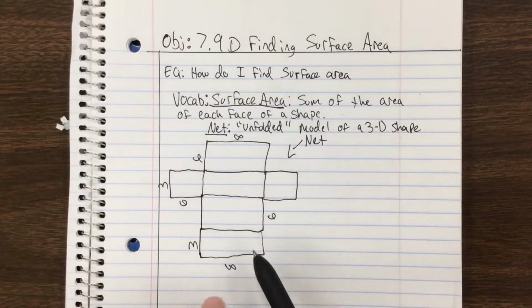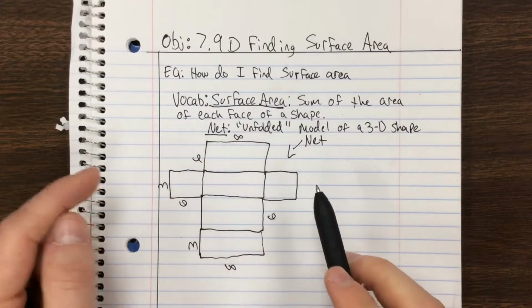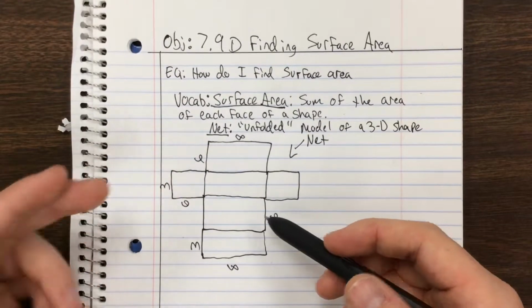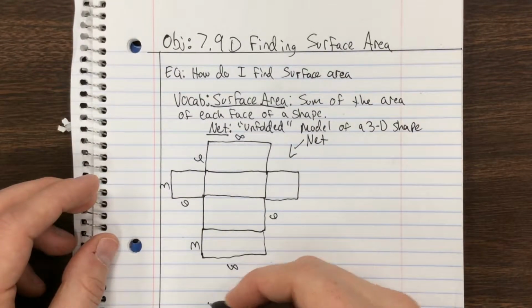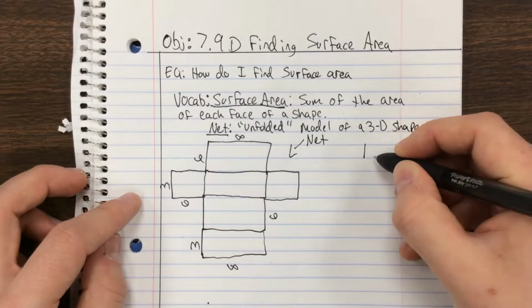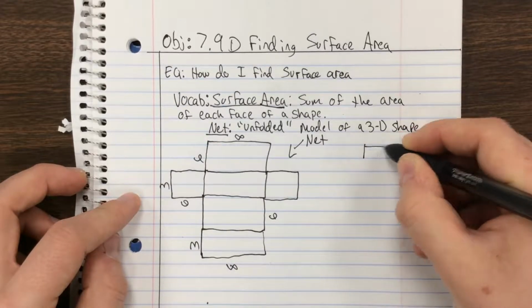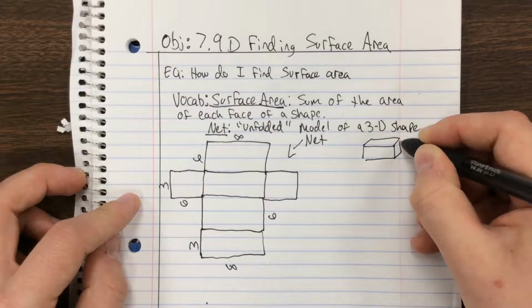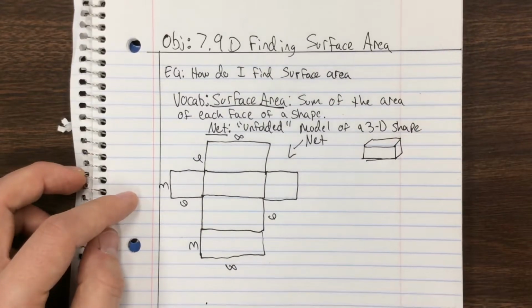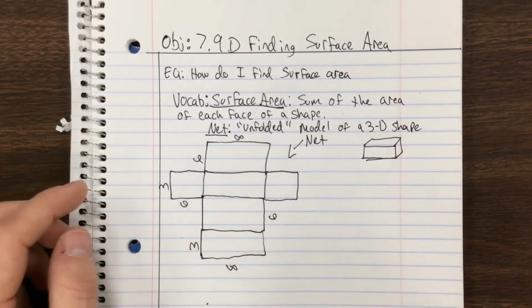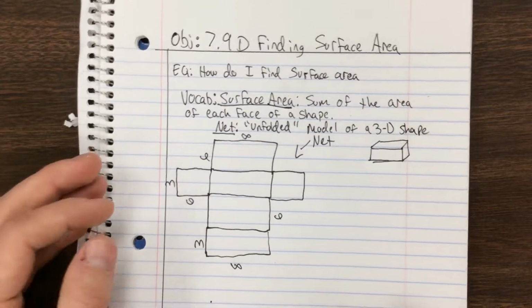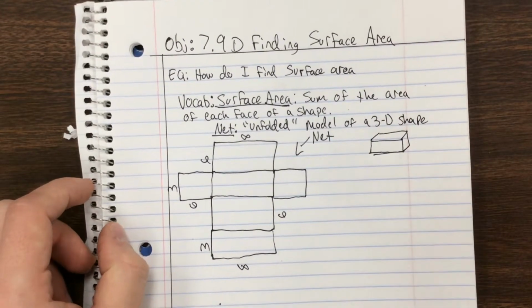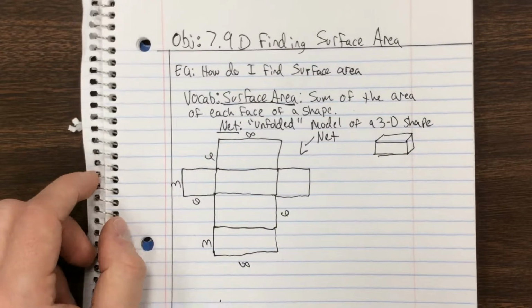So what you have to do is essentially go through each one of these shapes and find the area for them. This net is actually a net of a rectangular prism. What it would look like when it's all folded back up nice and neat would look like this. So that's what this shape is right here. We're going to find the area of each shape, and then add them up to find the total surface area.